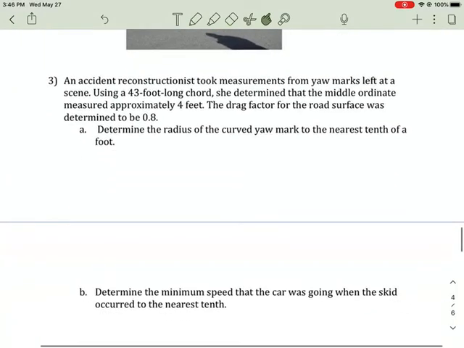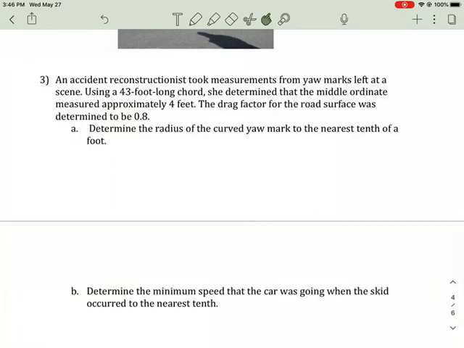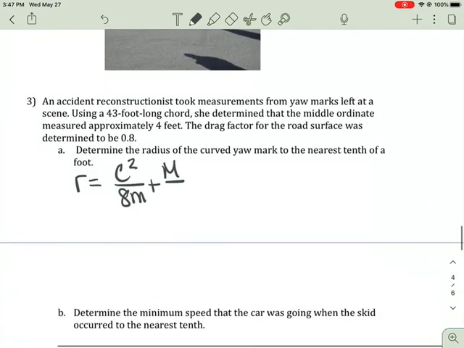Okay. All right, so an accident reconstructionist is taking measurements of yaw marks left at the scene. With a 43-foot-long chord, she determined that the middle ordinate measured about 4 feet. The drag factor on the road surface was about 0.8. Determine the radius of the curved yaw mark to the nearest tenth of a foot, because we need the radius to figure out the speed. All right, so let's find our radius. R is equal to C squared divided by 8M plus M over, I always forget this part, 2.